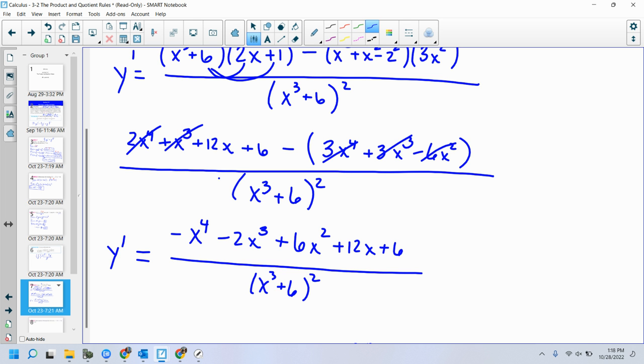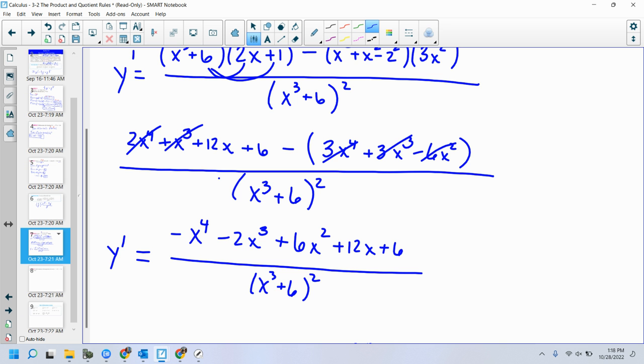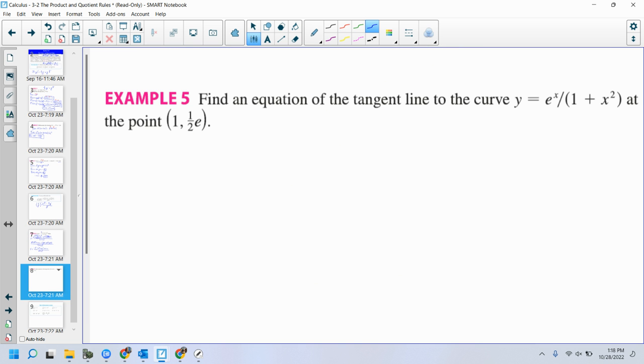So that's the quotient rule. Yeah, one more problem after this. Let's do one more.